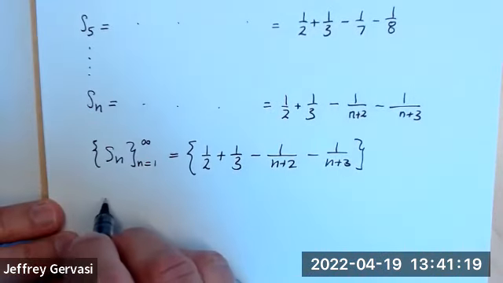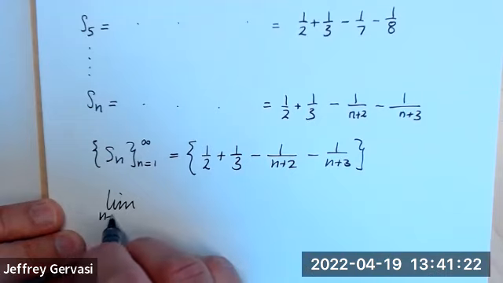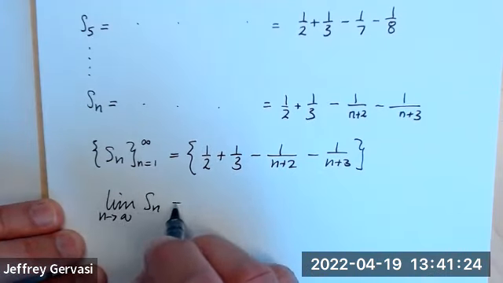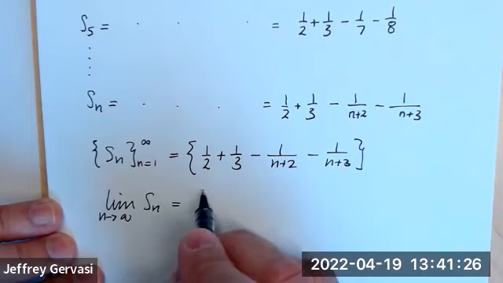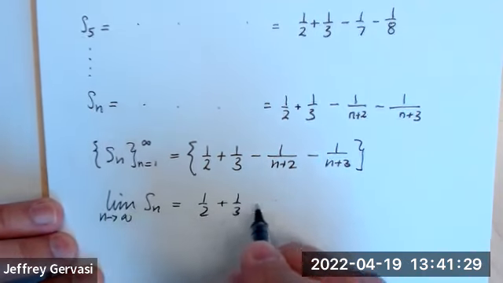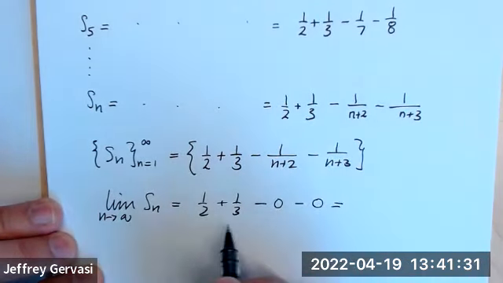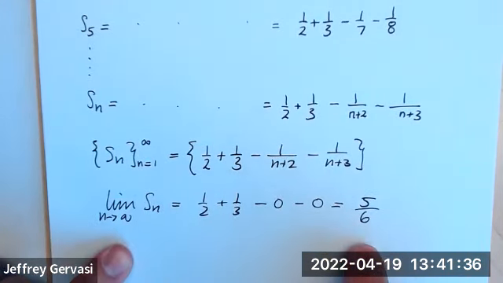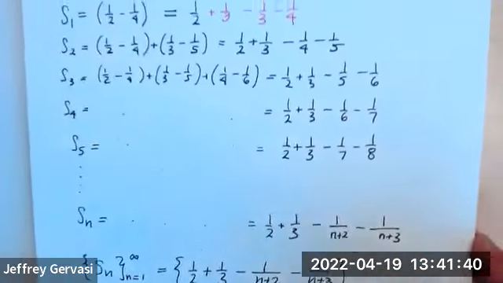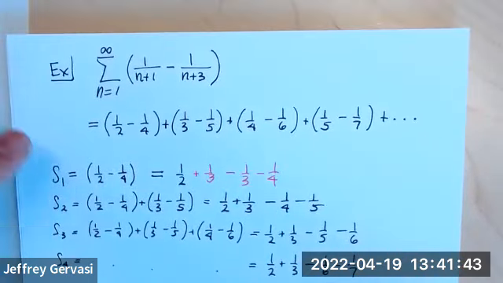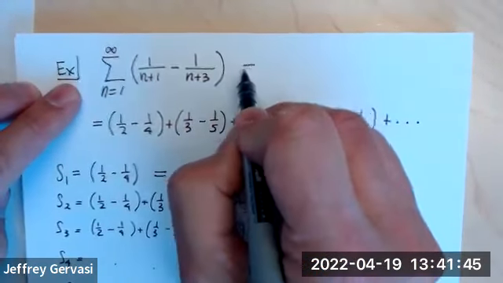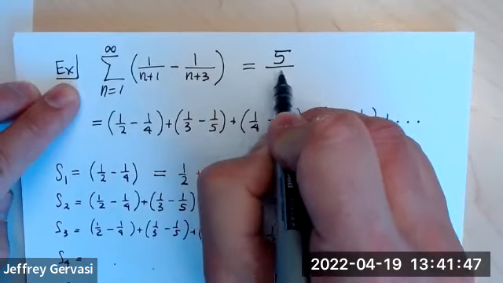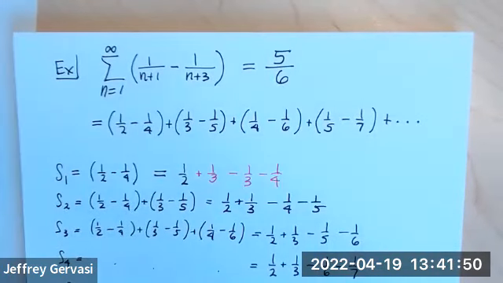Okay, and notice that the limit is going to equal 1/2 plus 1/3 minus 0 minus 0. And 1/2 plus a 1/3 is what's that, 5/6. Therefore, we say, since the sequence of partial sums converges to the number 5/6, we can go all the way back up here and say that the infinite series converges to the same number. Okay, what do you think of that?